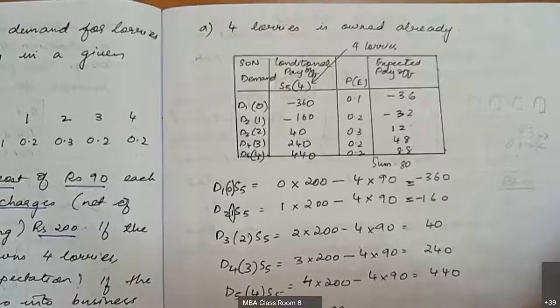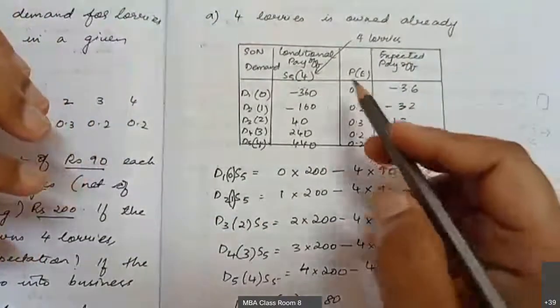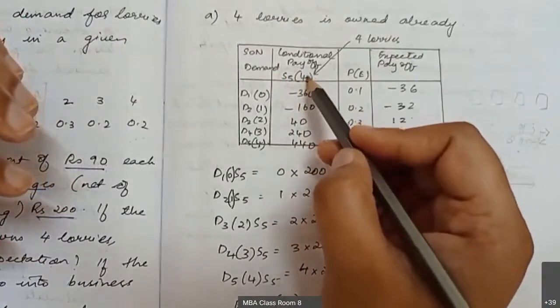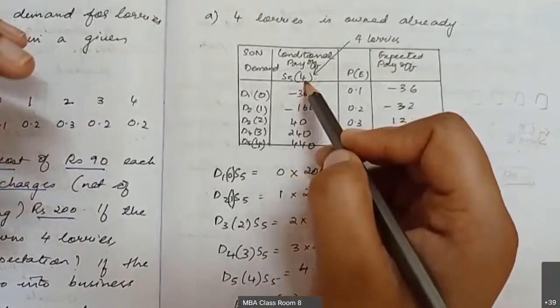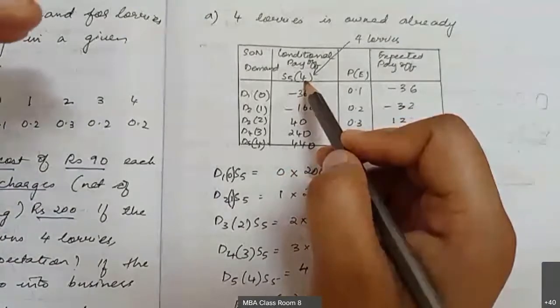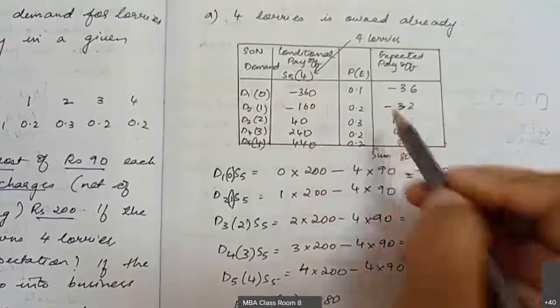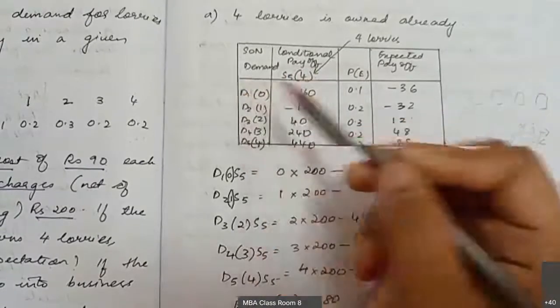So I'll continue. Here we have the payoff matrix. In the payoff matrix, we only have to consider the case where 4 lorries are there, because already in the shop there are 4 lorries. There is no question of choosing different strategies like 0 lorries or 1 lorry. The question is not for deciding how many lorries should be bought. The question is just to find out what the profit is when the company already has 4 lorries and different demand rates are given.